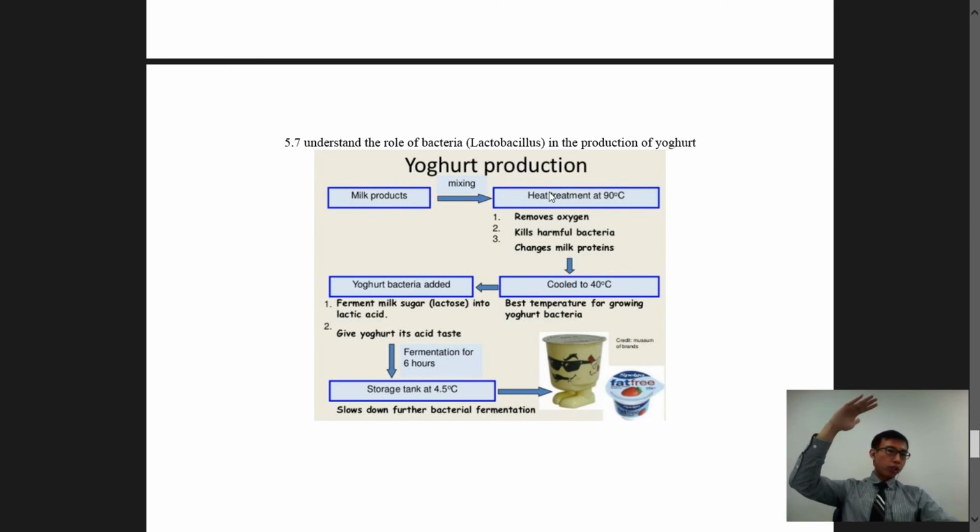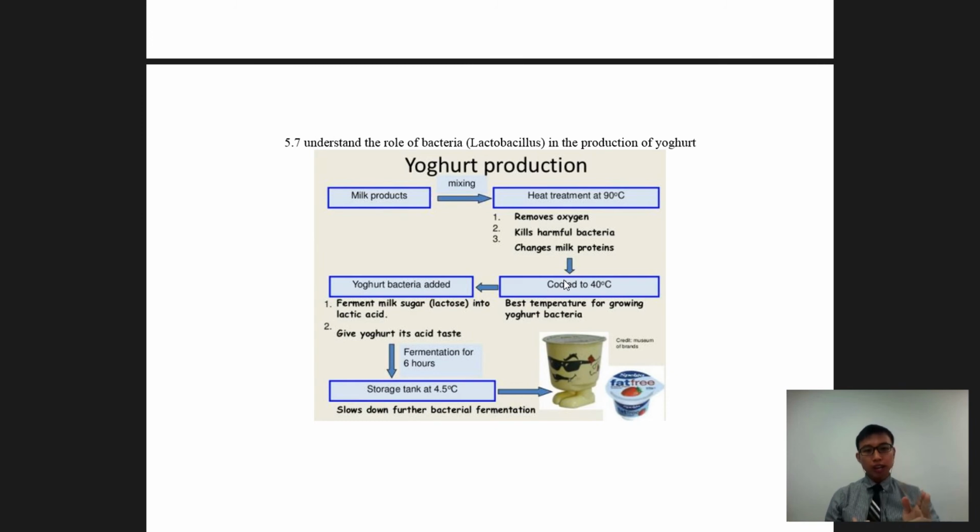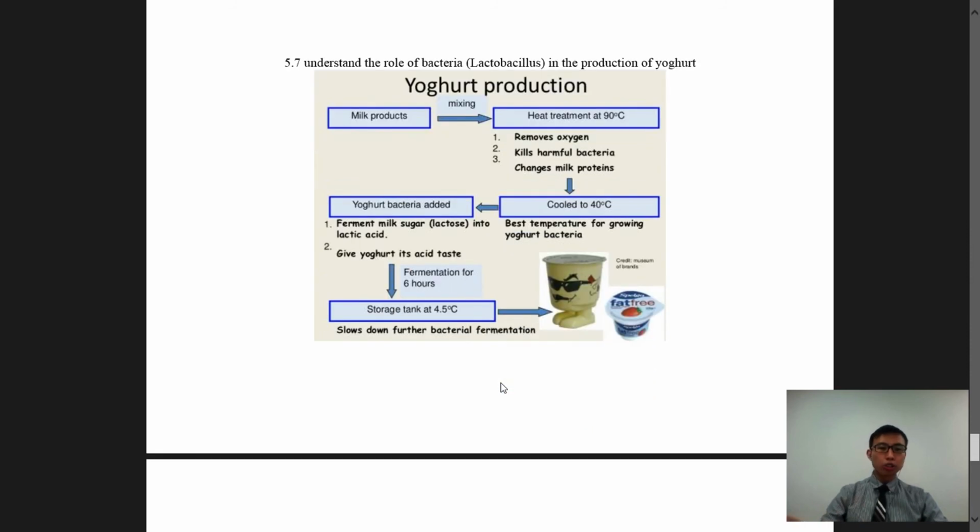Then we cool it down to a temperature around 40 degrees, because this is the optimum temperature for lactobacillus. Now, what's going to happen is that the yogurt bacteria, which is added inside, is going to ferment the lactose, the milk sugar inside the milk, into lactic acid, hence the acidic taste when you eat yogurt. Then you let it do the fermentation, and then you store it. Then it becomes yogurt, and you can eat it.